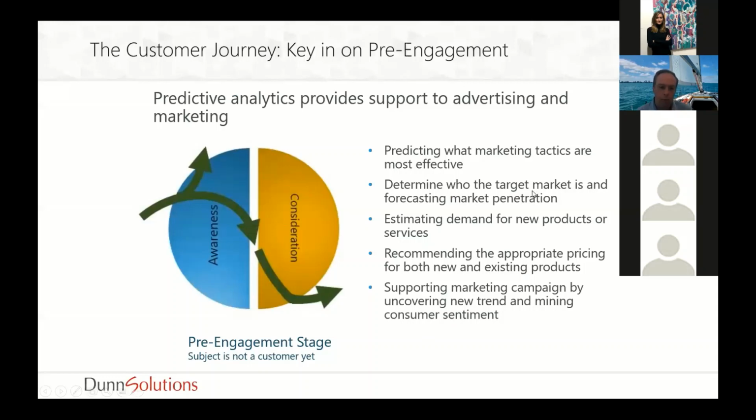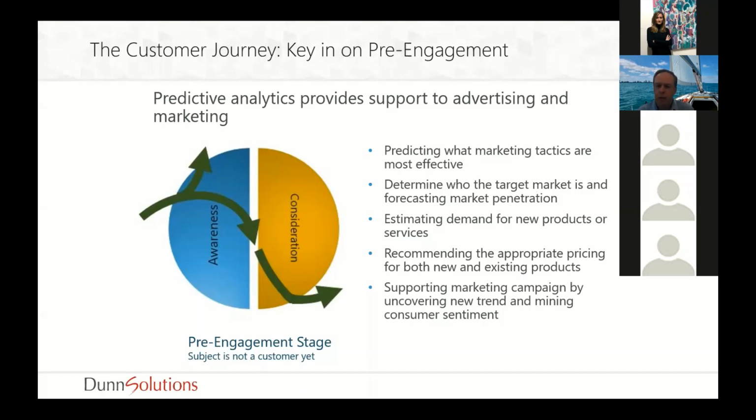So we'll talk a little bit about the pre-engagement stage, which is where you're trying to go ahead and let customers know who you are, that you're out there in the market. It's a branding thing. So the question is, how could predictive analytics help in this stage? And there are a lot of different ways. A key one is understanding from historical data which specific marketing tactics are the most effective. So if you're going to spend money, understand where you should spend the money.